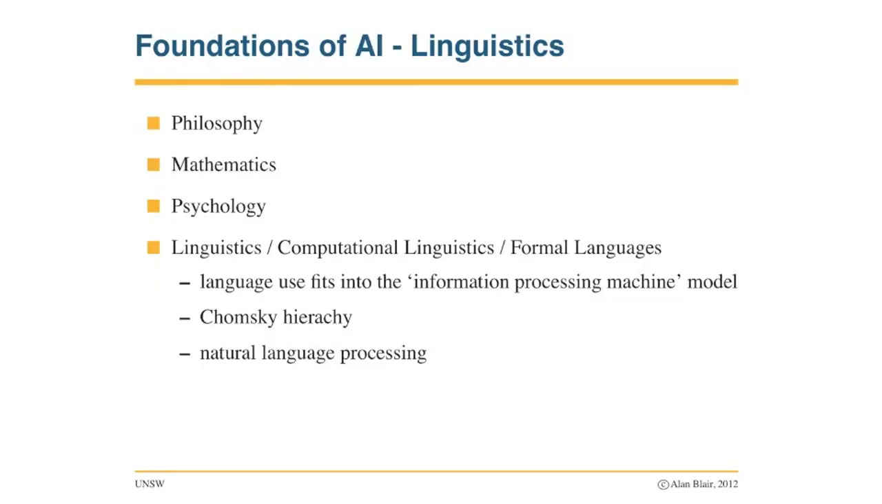And then there's linguistics, which really began in around 1950. So the study of language itself fits into this idea of the mind as an information processing machine. Noam Chomsky came up with this hierarchy of different complexity classes of language, and there's been a lot of work on natural language processing, which is sort of intimately connected with AI.